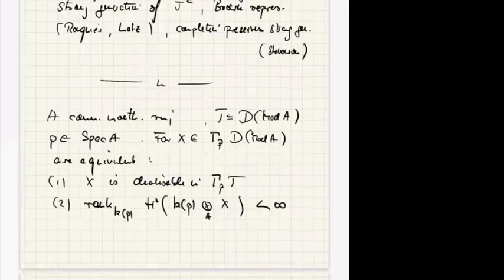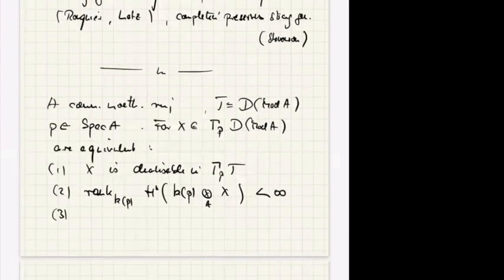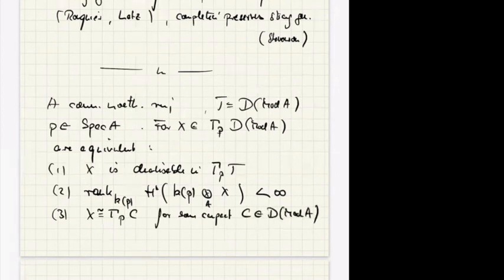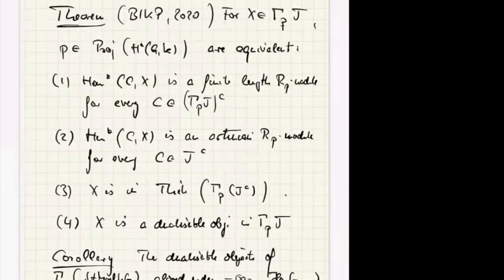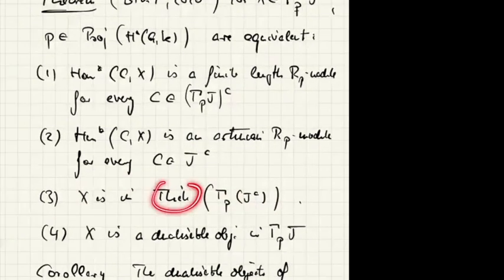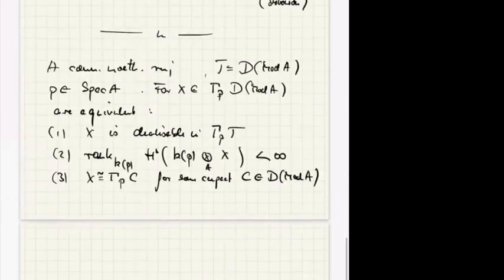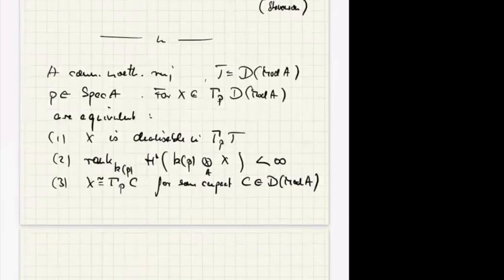And the third condition is basically similar to what we had before. X is isomorphic to the image under the local cohomology functor of some compact object C in the derived category. So you should compare this with the property here, X is in the sigma closure, where we take the local cohomology of globally compact objects. Here we have to take the sigma closure. In this situation, there's no need to take the sigma closure, so this is automatic.